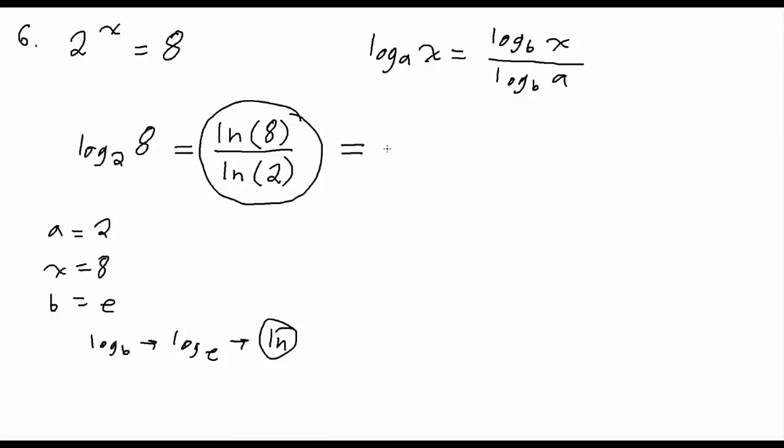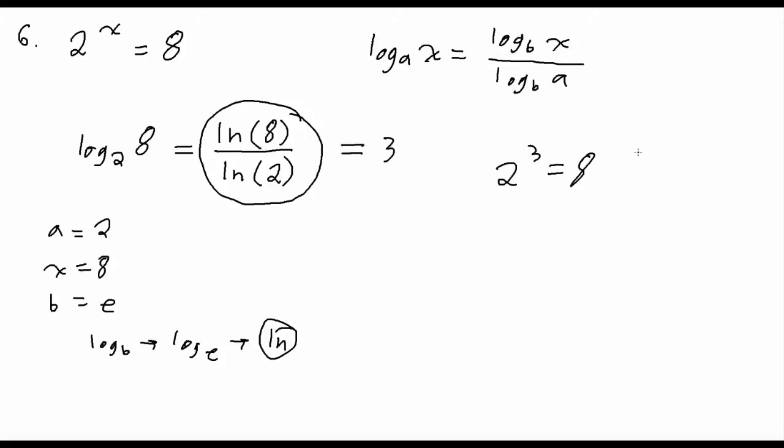So that means that our answer to this problem is just 3, because the log base 2 of 8 equals 3, which means that the exponent you have to raise 2 to get 8 is 3. So if you raise 2 to the third power, you get 8. This can be used for much more difficult problems than finding out what number you have to raise 2 to get 8.